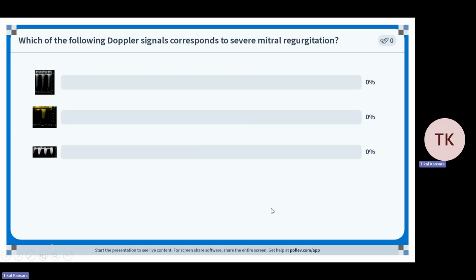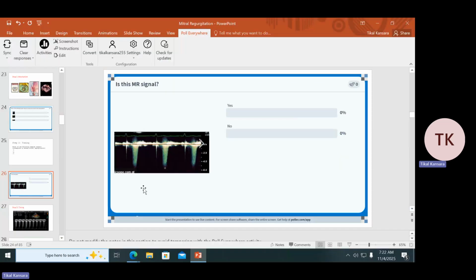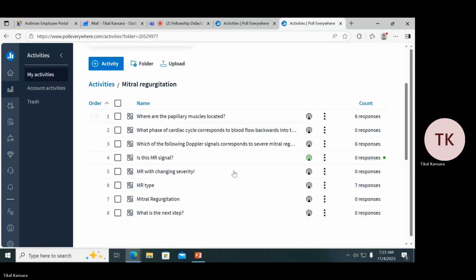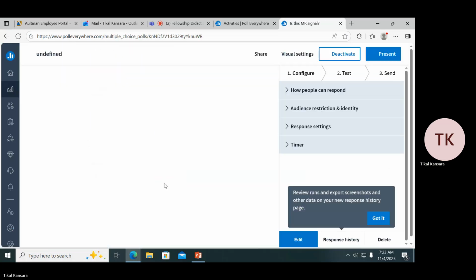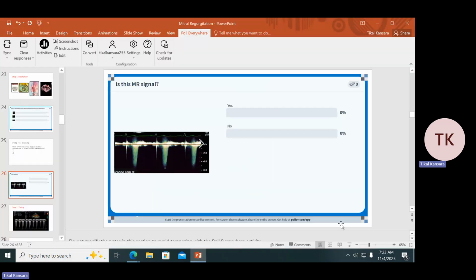So why is it important? Because, next question at the same time, is this an MR signal? Next question, swipe down if the question doesn't pop up. Would you consider this, or is there any possibility this can be an MR signal? Yes or no? Okay, 50-50.